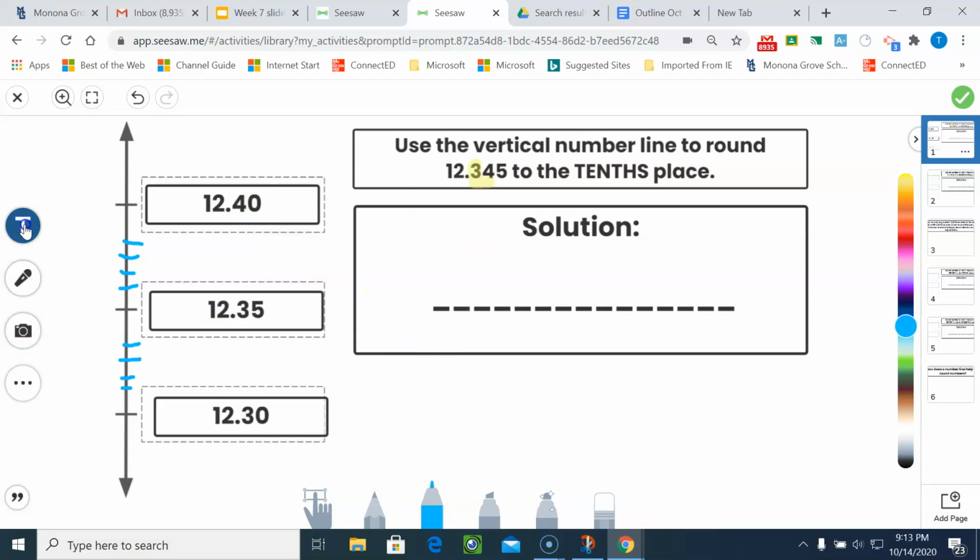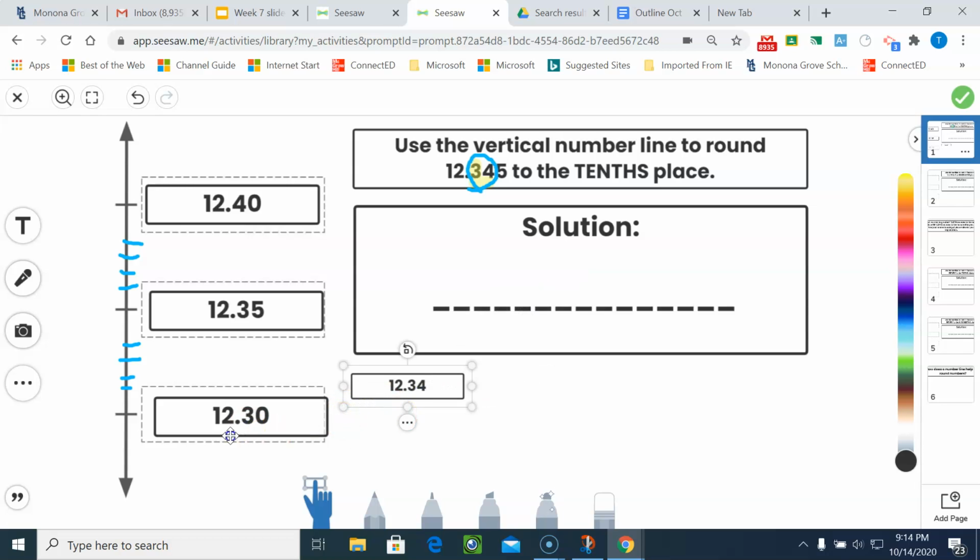Now, I'm going to grab another text box, and then I'm going to put the number that we are rounding in my box. Now, keep in mind, this 34 right here is really what I'm looking at, okay? So, if I put my number in, I'm going to say 12 and 3/400. This 4 is what is going to help me position my text box. Let me just shrink it down, and let's drag this over here and figure out where it would go on our number line.